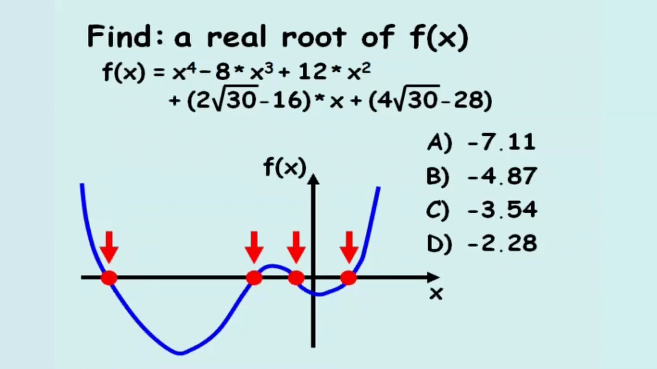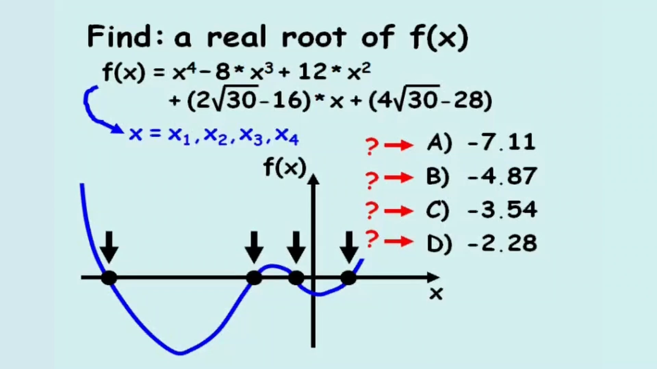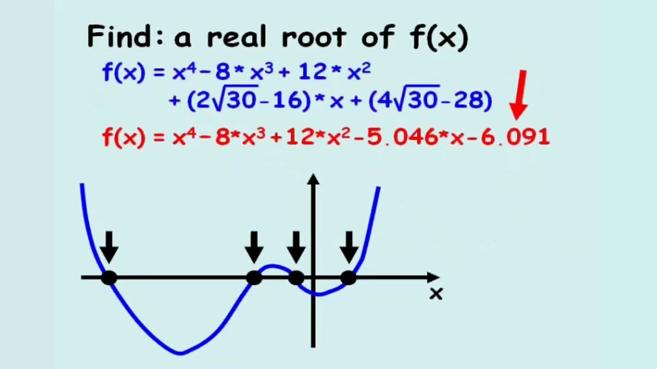For this problem, we'll determine the roots of the function f of x and choose a solution with the closest real root. If we don't have access to a graphing calculator, we can solve the fourth degree polynomial by hand. To begin, we'll expand the linear and constant term. This quartic equation is said to be in an undepressed form.